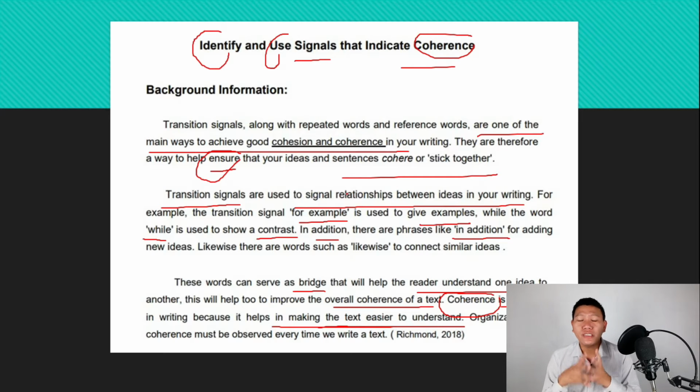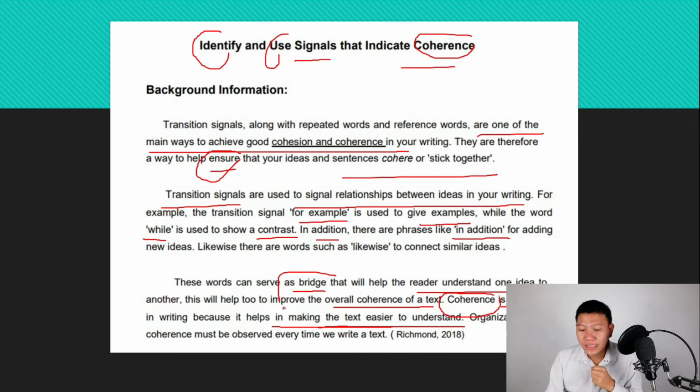So we use transition signals not just to achieve coherency, but also to avoid choppy ideas. You know, when we talk in English and we don't use transitional words, it sounds like a choppy conversation. In Tagalog, it's putol-putol. So it would be smooth flowing or smooth sailing if we use these transition words. These words can serve as a bridge, just like what I said, to avoid putol-putol, choppy. That will help the reader understand one idea to another. This will help to improve overall coherence of a text.